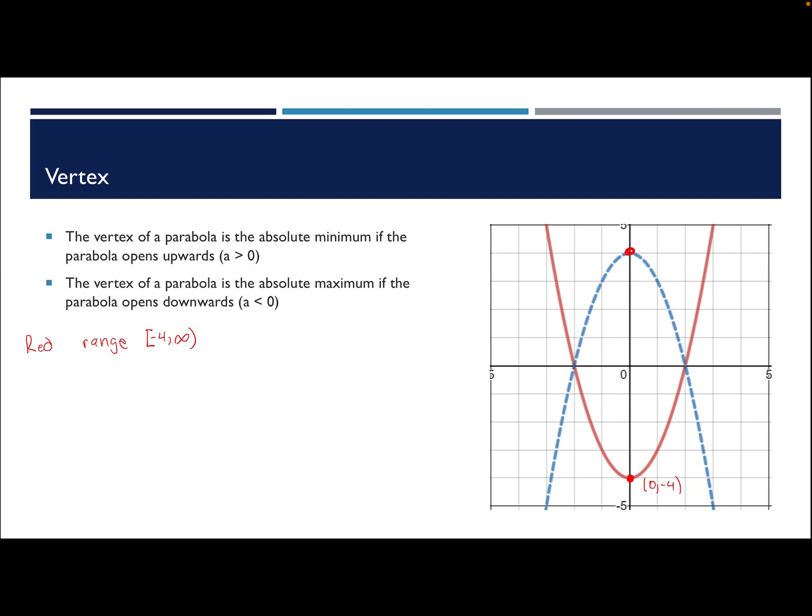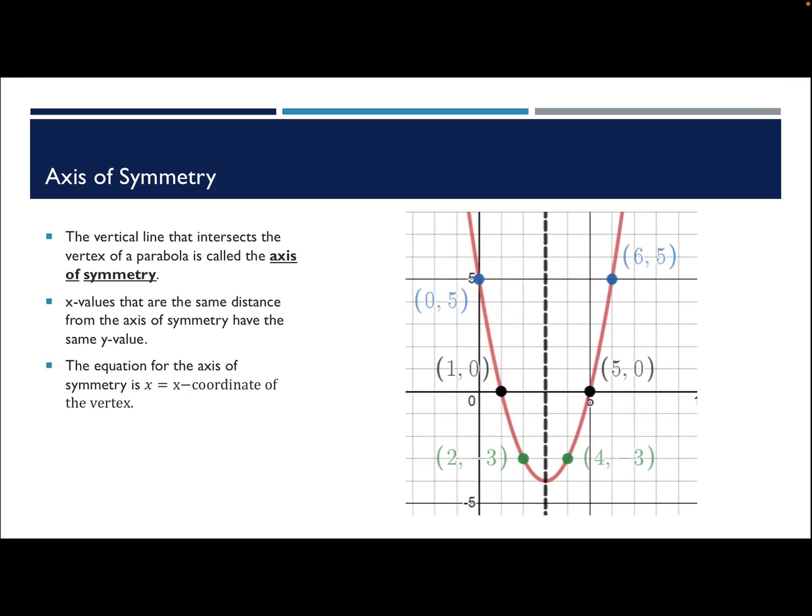And then for the blue graph, the vertex represents the absolute maximum, which is 0, 4. And for our blue graph, the range is from -infinity to 4. So the range is just from the vertex to infinity or -infinity for a parabola. And again, it's going to open up if a is positive. It's going to open down if a is negative.